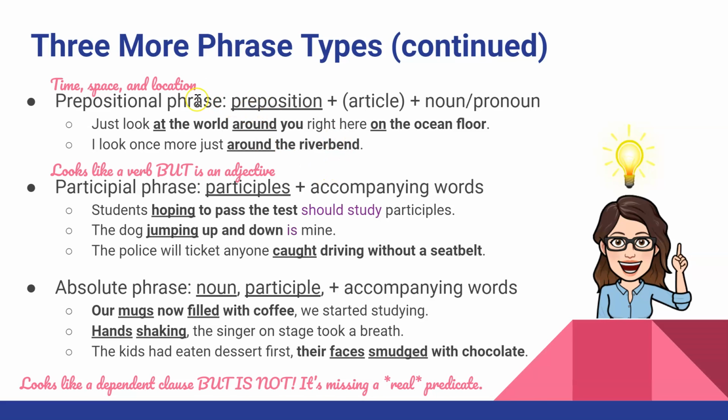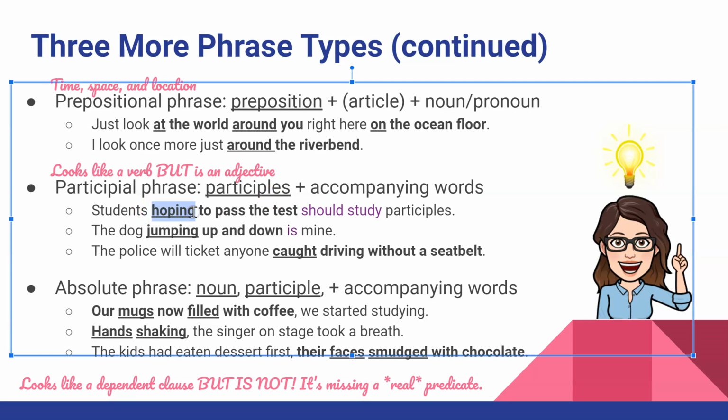So, a preposition launches a prepositional phrase. That's your easiest way to notice them. Our next one, number 5 out of 6, is a participial phrase. Now, cute reminder, participles are words that look like a verb, but it's actually an adjective because they're describing. So a participial phrase will be a participle plus any words that accompany it. So students hoping to pass the test should study participles.